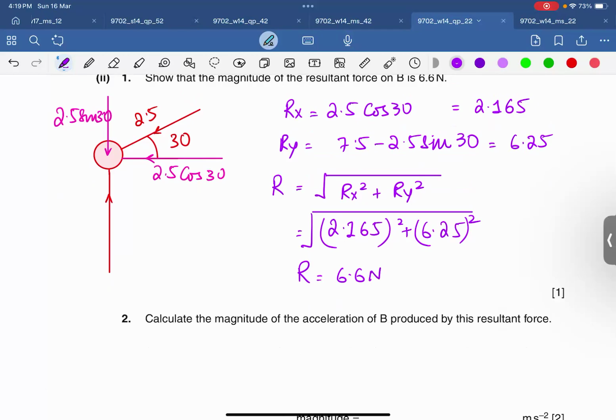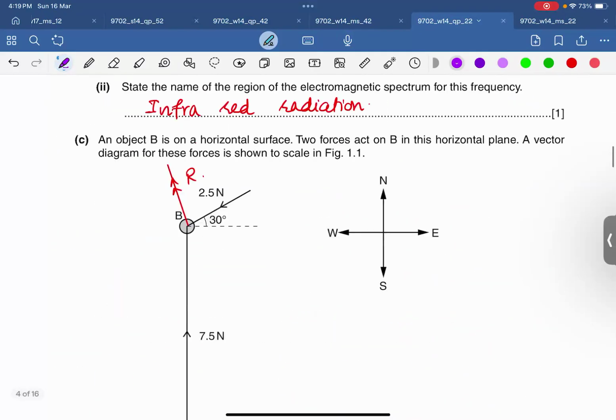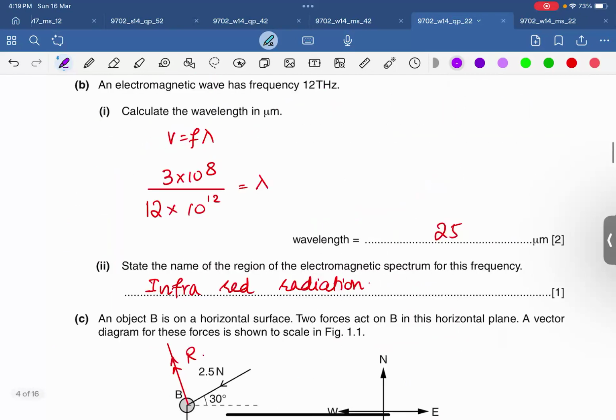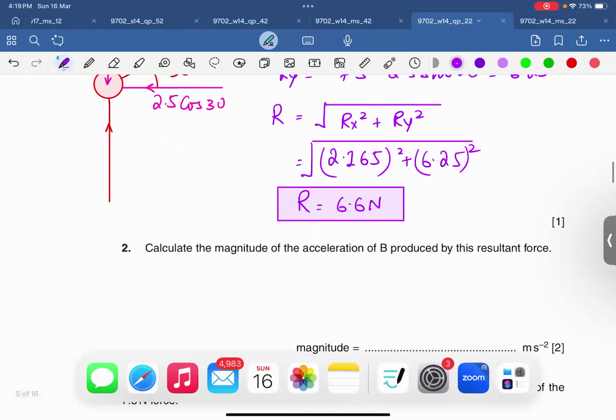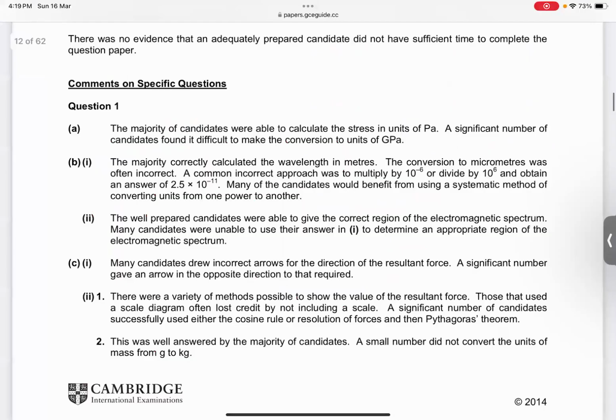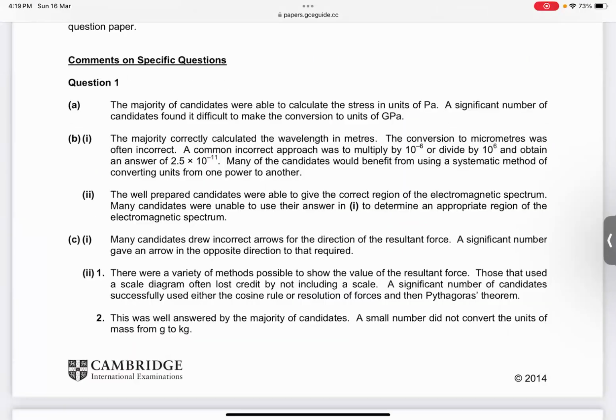Okay. Ajay, just for the confirmation, I am checking the examiner report. Many candidates drew incorrect arrow for the direction of the resultant. A significant number gave an arrow in the opposite direction to that required. There were a variety of methods possible to show the value for the resultant. Those that used a scale diagram often lost credit by not including a scale.